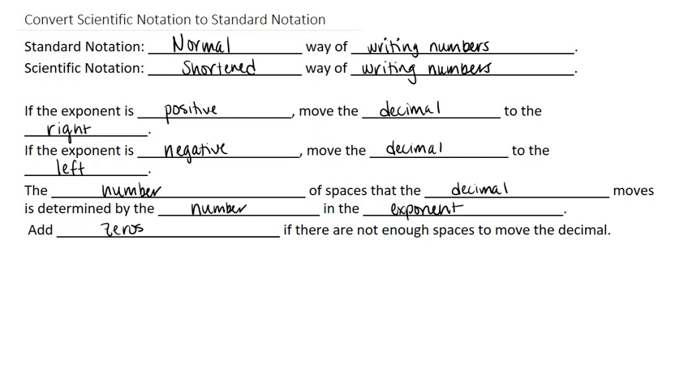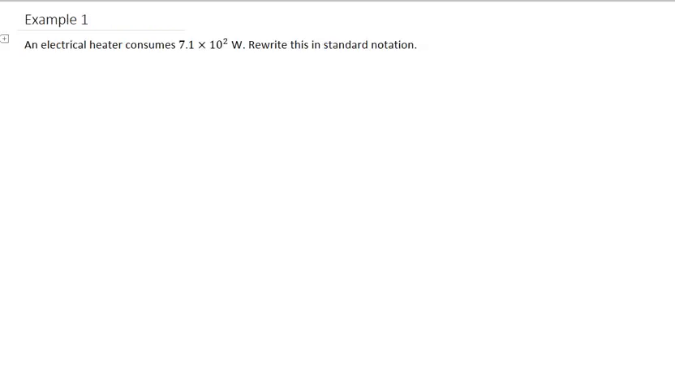Let's now look at some examples. Example 1. An electrical heater consumes 7.1 times 10 to the second watts. Rewrite this in standard notation. So we have 7.1 times 10 to the second. So we notice that we have an exponent that is positive. So that's indicating to us that we need to move the decimal to the right.